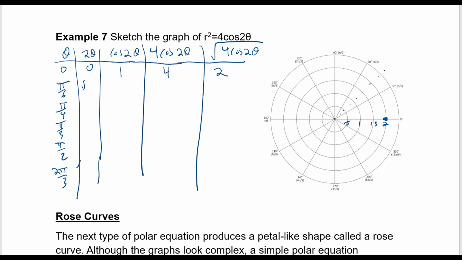For pi over 6, oh, sorry, no, jumping ahead of myself. 2 times pi over 6 is pi over 3. Cosine of that is going to be 1/2. 4 times that is 2, so we get the square root of 2. Pi over 4, 2 times that is pi over 2. Cosine of that is 0, so we get 0. Pi over 3, 2 times pi over 3. Cosine of 2 pi over 3 is going to be negative 1/2. 4 times that is negative 2.